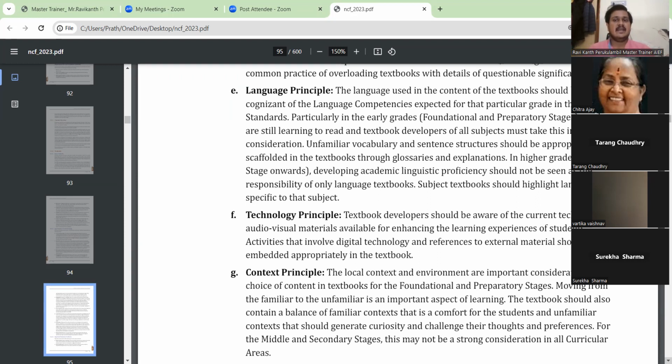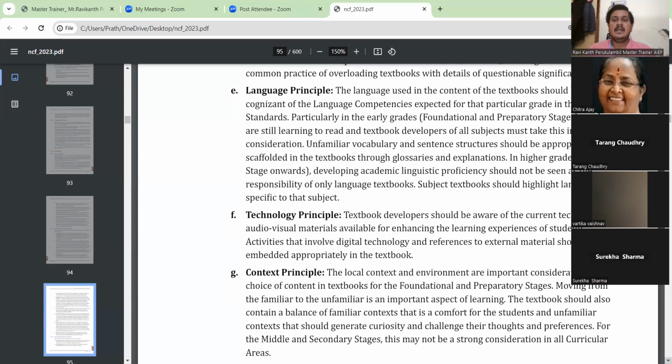Particularly in the early grades like foundation and preparatory stage, students are still learning to read, and textbook developers of all subjects must take this into consideration. So language development is something which we have to consider a lot. Unfamiliar vocabulary and sentence structure should be appropriately scaffolded in the textbooks through glossaries and explanations. So proper explanation and glossary has to be given for unfamiliar words.